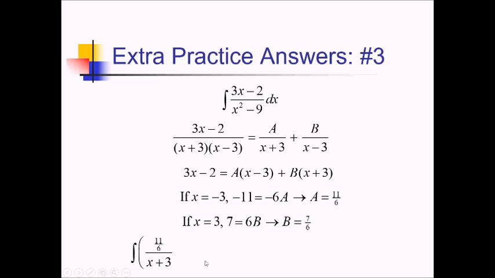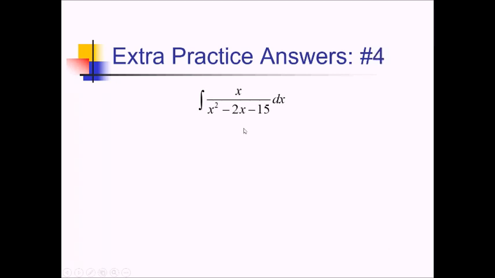That's the other part of the integrand. Now I can use my ln antiderivative for these. So I have 11/6 ln|x + 3| + 7/6 ln|x - 3| + c.